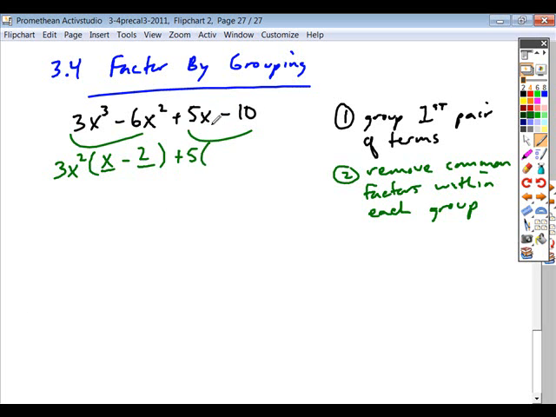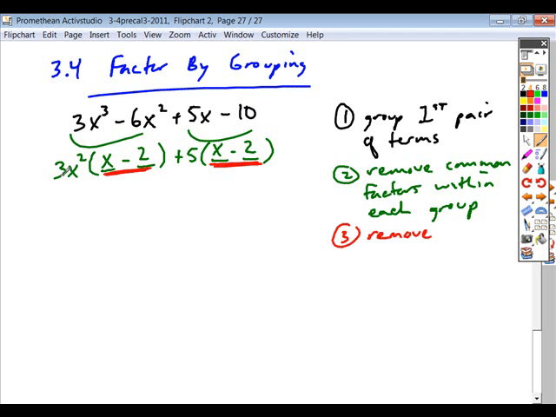When we remove a 5, it's going to have the same form as the original, which is one group minus another. So what's left in our first term? Just the x. And what's left in our second term when we remove the 5? Minus 2. Now, if you've done this correctly, what you should notice is you'll usually have a binomial factor.